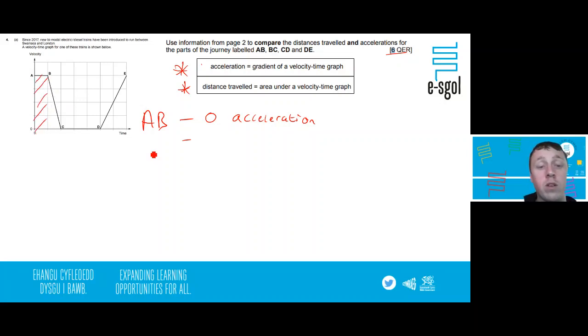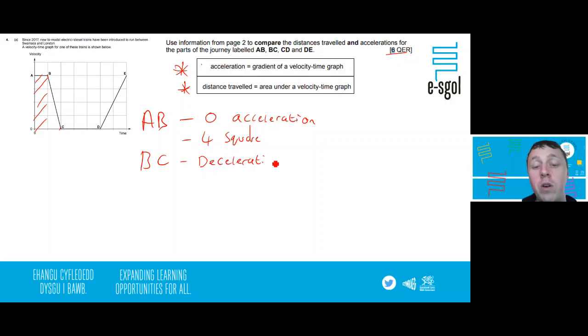And then you could comment on B, C. What type of things can you say from B to C? You can say from B to C, is there an acceleration? But hopefully you can see that it's going from a high to a low velocity. So you would identify a negative acceleration or a deceleration.